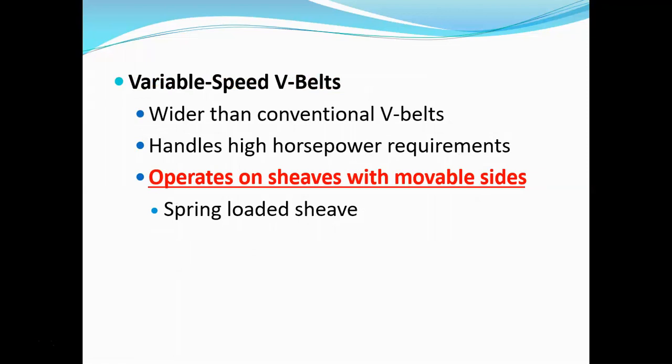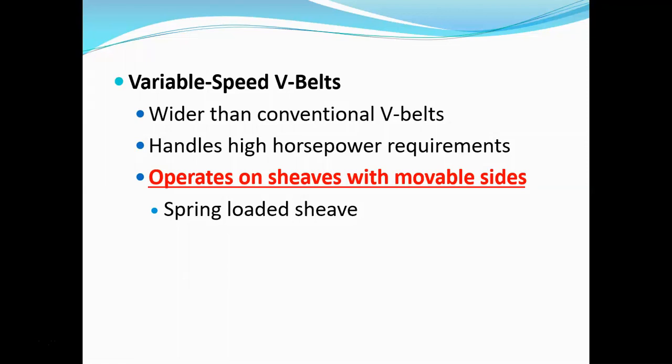Variable speed V-belts. These are wider than your conventional V-belts. You've actually used those in our lab on our drill presses. They have variable speed V-belts. So during our lab coming up in a couple of weeks, I'll take the cover off one of the drill presses and show you how that operates. It's a really neat, simple principle.